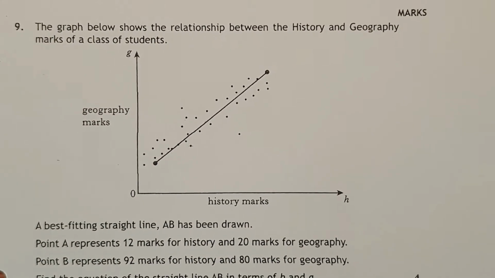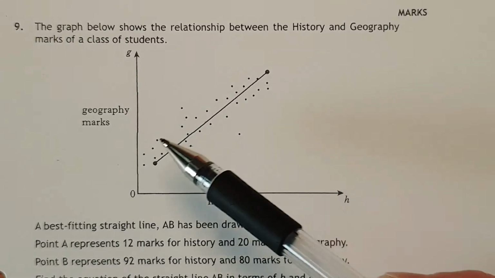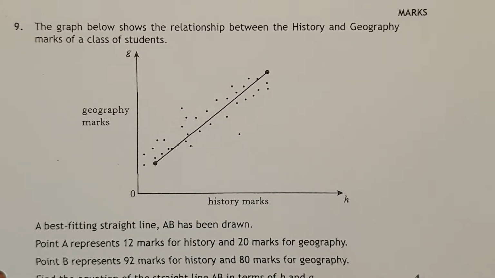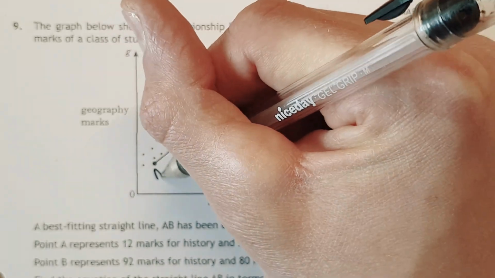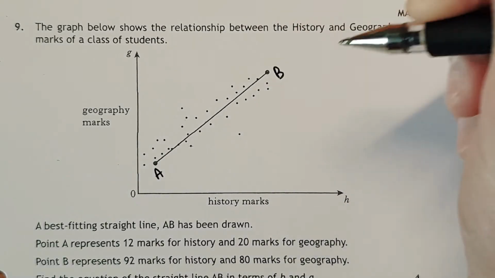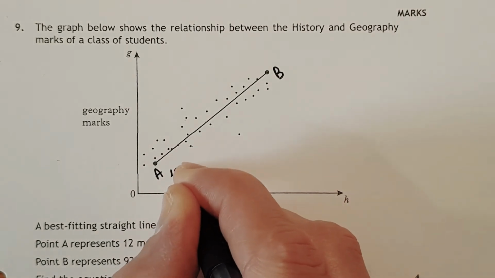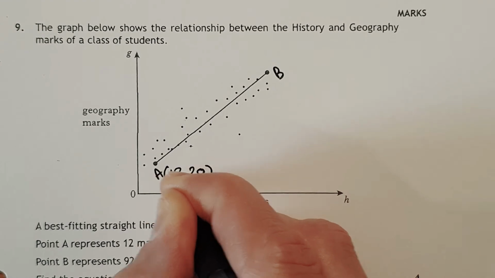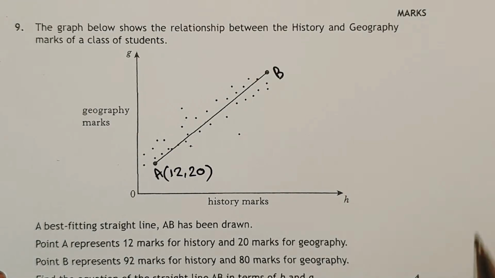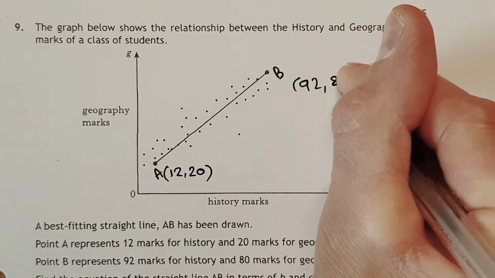Now in question 9, we've got a straight line, which is a line of best fit here on a scatter graph, and we've got to find the equation of this line. Now it gives us a bit of information here that point A is 12 marks for history and 20 for geography. Now it doesn't look like we've got points A and B written on here, so I'm going to make a wee assumption that should be point A and that should be point B. So point A is 12 and 20, so 12 for history, 20 for geography. And point B, it's 92 for history and it's 80 for geography.